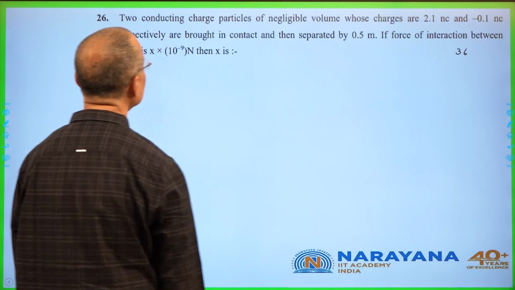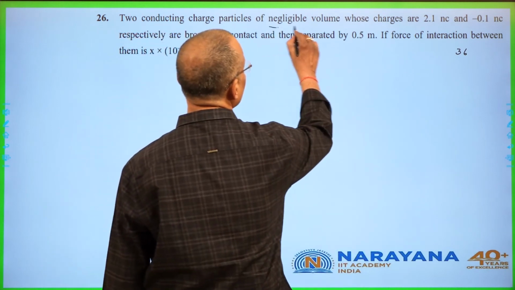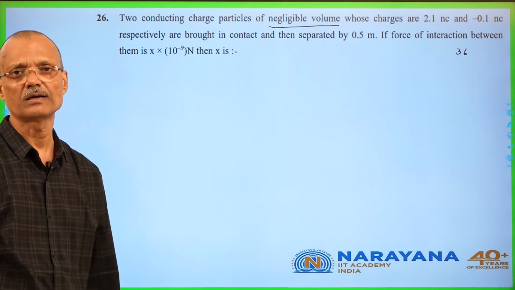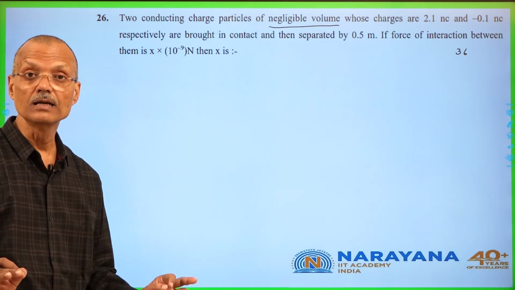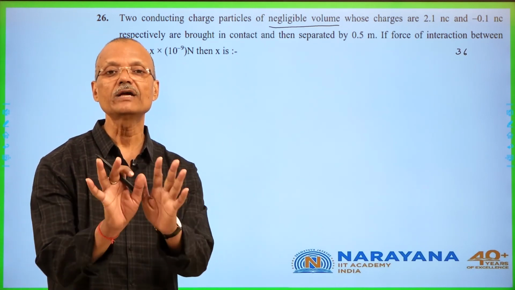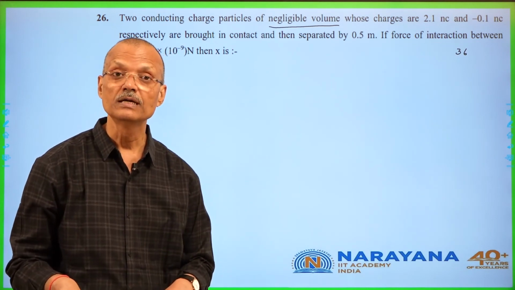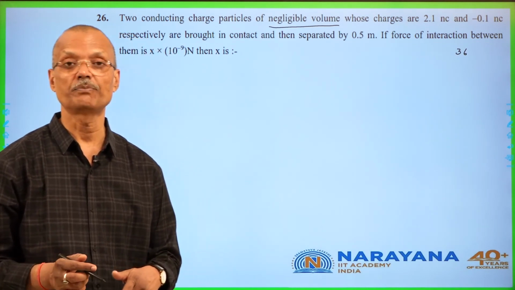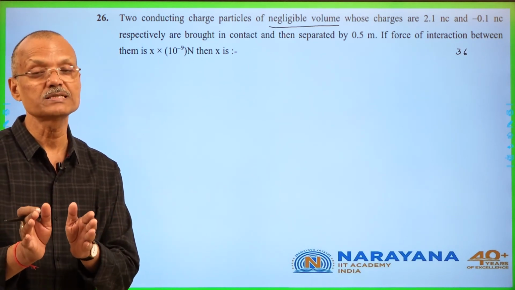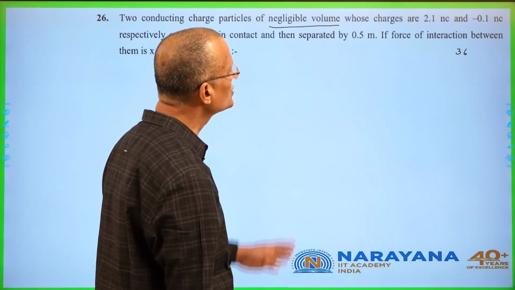We have two conducting charged particles of negligible volume. This is a very important line. If you have two charged particles, if they are particles and you are making them in contact with each other, then they will equally share the charge. But if they have volume, then the sharing of charge will depend upon potential. You will have to equate the potential, and the problem will be slightly difficult. Here, they will equally share the charge.